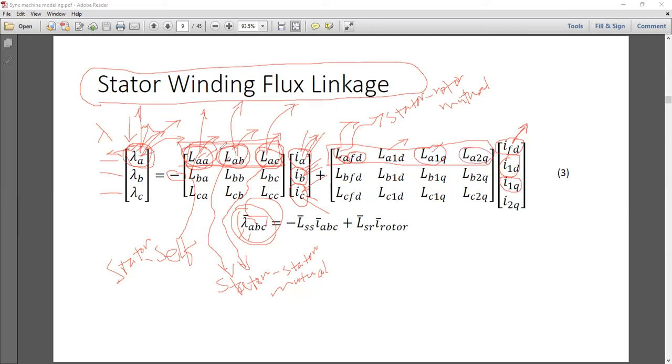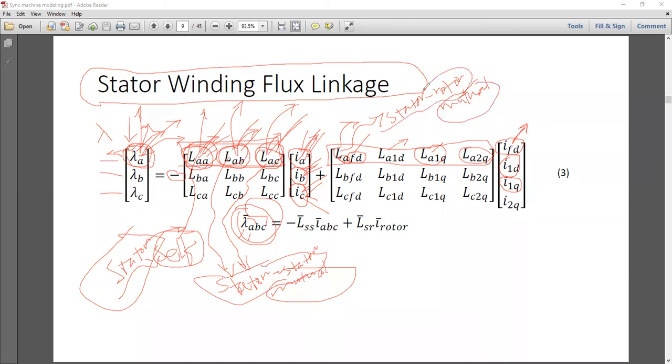You get it? So there will be 7 entries due to these 7 current flows and due to these 7 different types of inductances. Okay. Some of them are purely stator self-inductance. Some of them are mutual, but between different stator coils. Some of them are also mutual, but between stator and rotor. Okay.